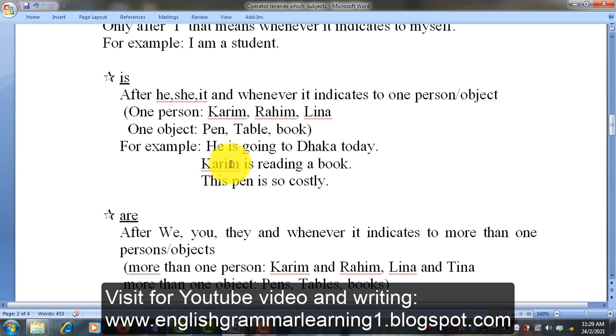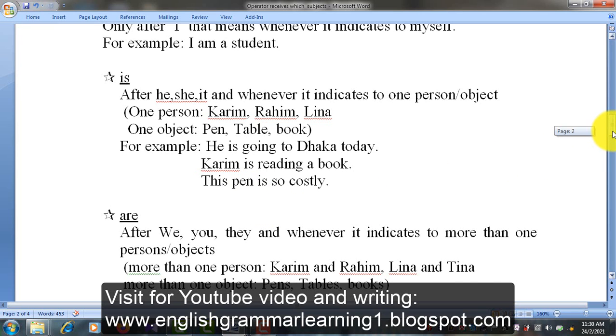Another example, Karim is reading a book. Here the operator is used after the subject or person Karim. The last example, this pen is so costly. Look at the example. Here the operator is used after the object pen.